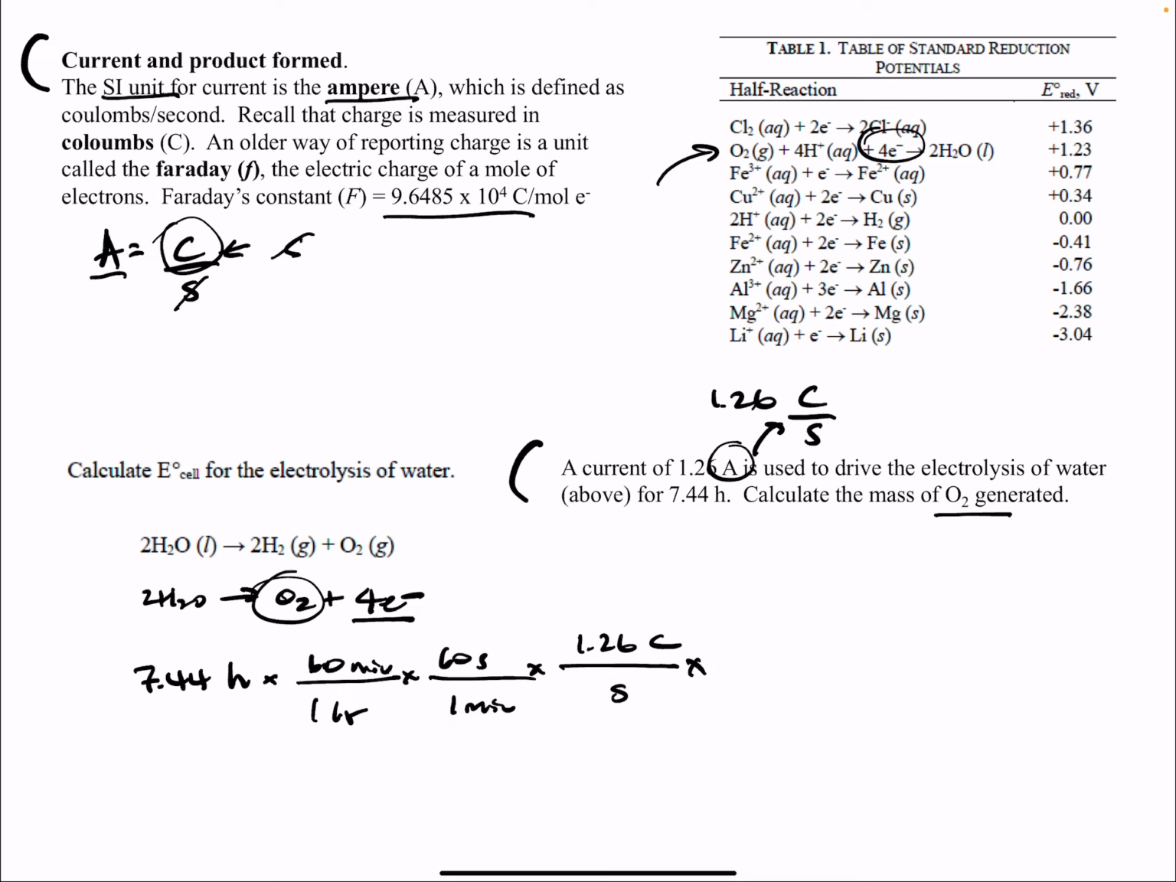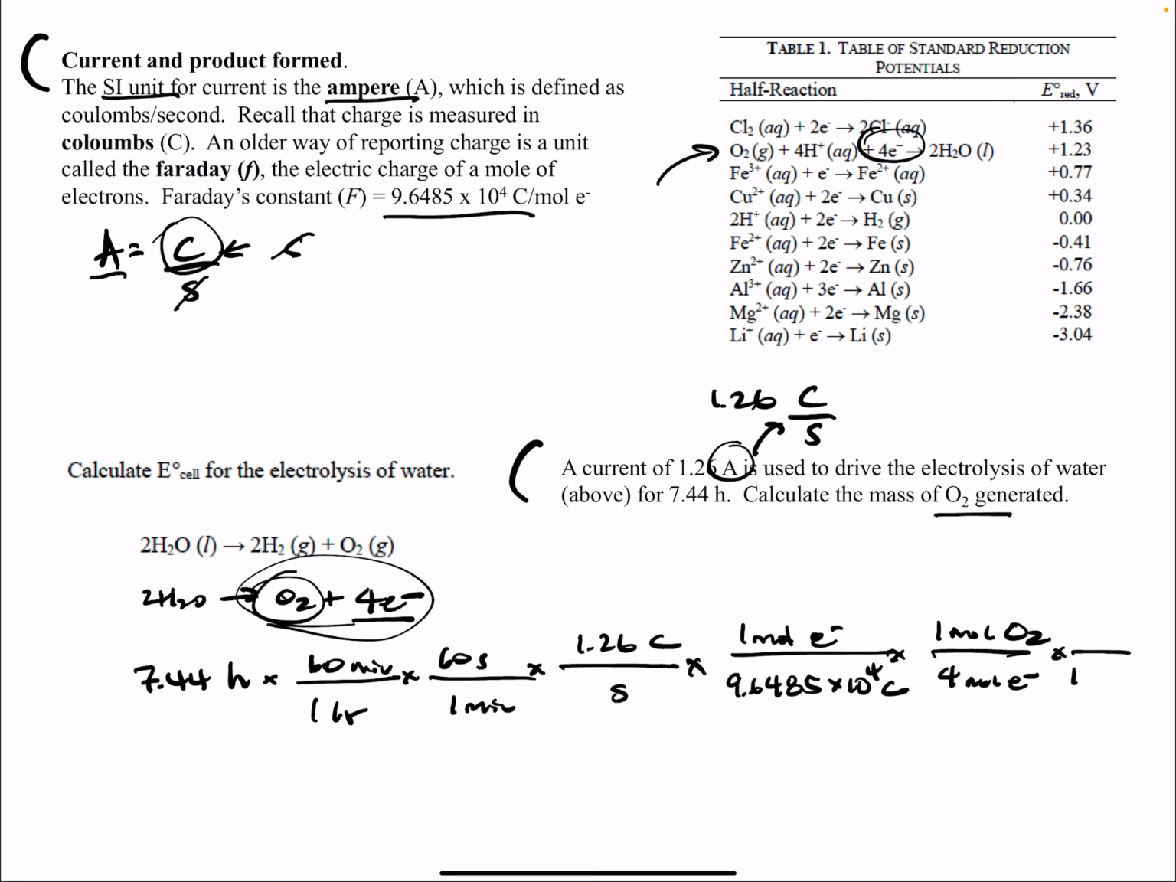All right, I need to relate this charge then to the number of electrons. And we have Faraday's constant, so let's use that. We know that if you have 9.6485 times 10 to the fourth coulombs, that is 1 mole of electrons. And it takes me 4 moles of electrons to make 1 mole of O2, this relationship. And then finally, 1 mole of O2 weighs what? Periodic table, 32.00 grams of O2.